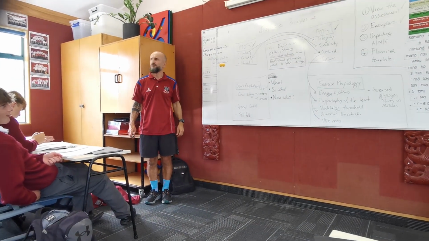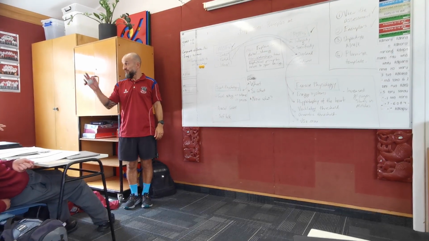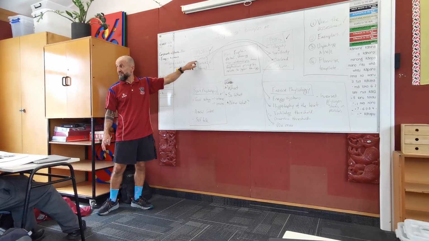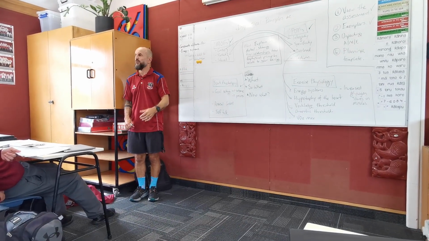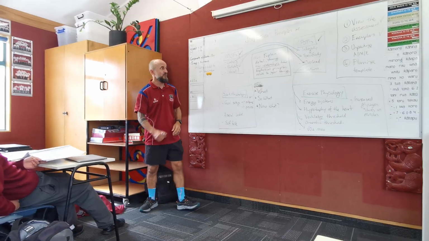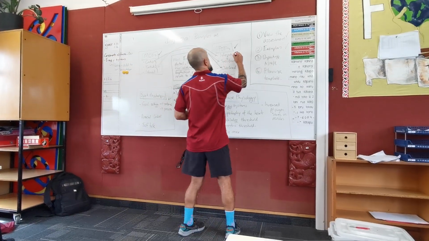What do we do? Running. So that was the continuous training, so that's the example. How do we measure our intensity and how we work? Heart rate. Right, heart rate. Okay, so we use heart rate. What else?